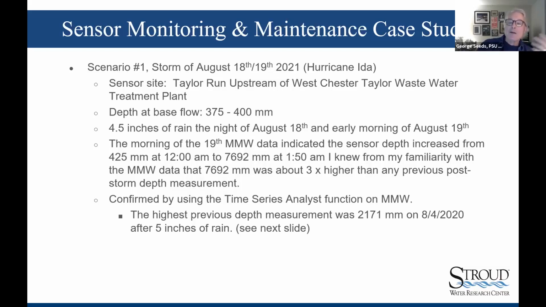I knew from just my familiarity with the data that a depth level of 7,600 millimeters was about 3 times higher than any previous post-storm depth measurement. I knew it had rained a lot, but seeing a depth measurement of that magnitude was more than what it should have been. So I confirmed using the time series analyst function on Monitor My Watershed that it indeed was apparently an errant measurement, because it was about triple the previous highest measurement, which occurred on 8/4 of 2020, in which we actually received more rain, which is 5 inches.